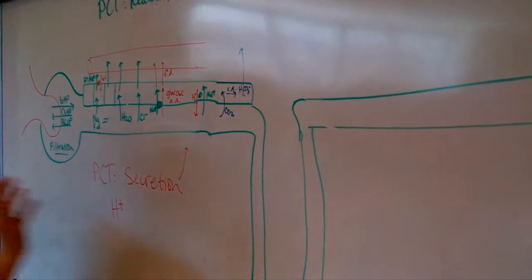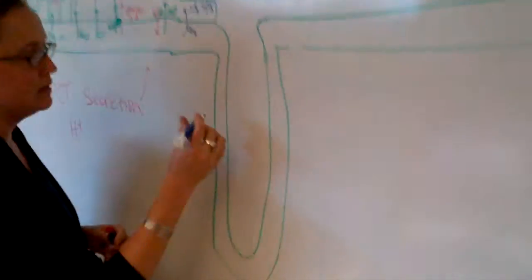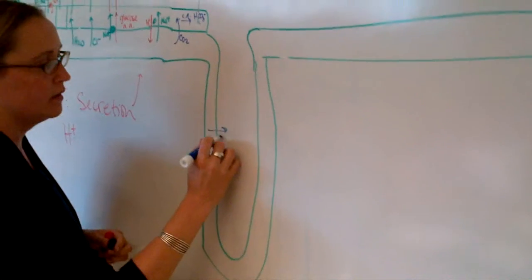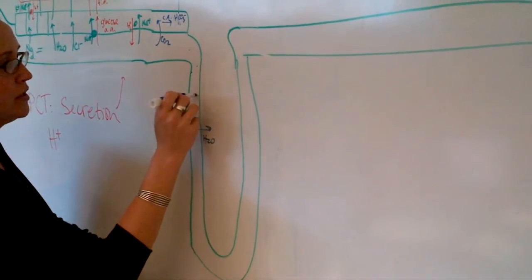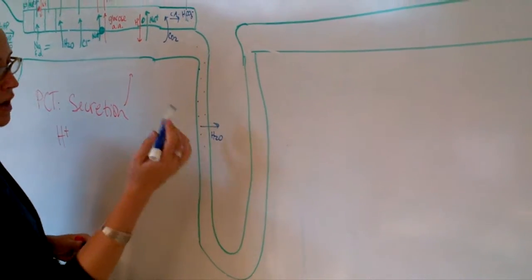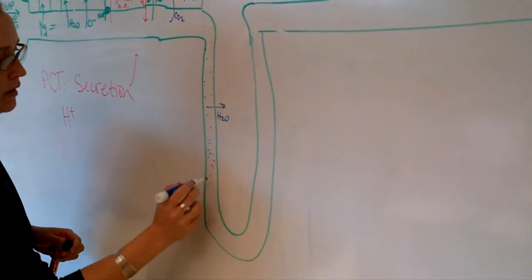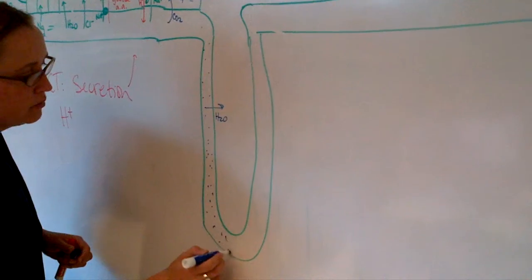And then if we go to the loop of Henle, what's leaving the descending loop? Okay, good. This is water. If we were to draw just the concentration, it's 300 milliosmoles, and as it gets deeper into the medulla, as water leaves, it gets really concentrated.